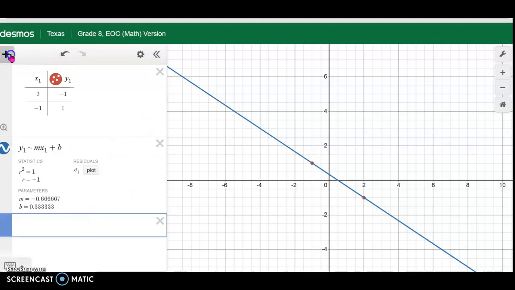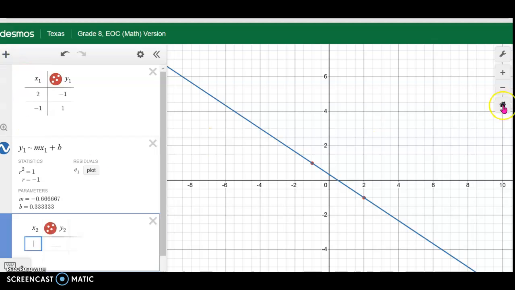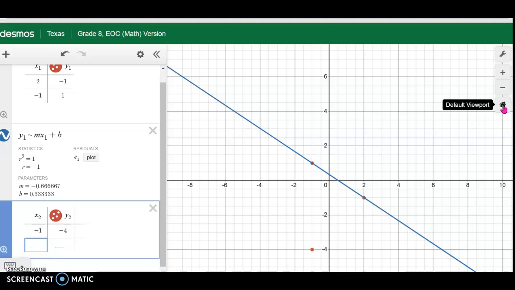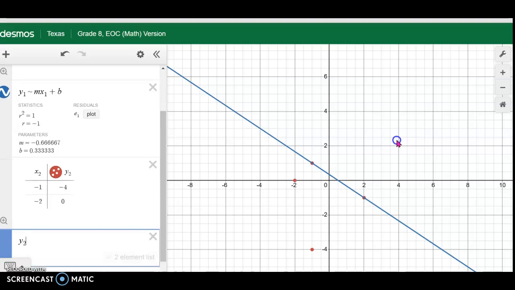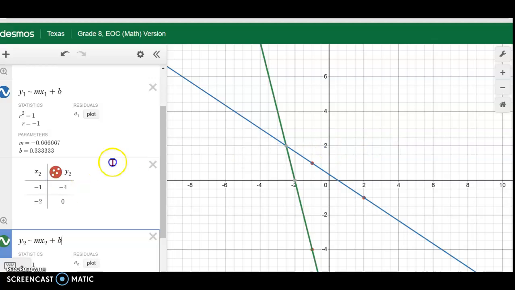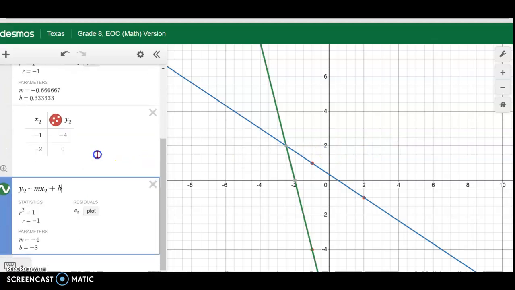So now I'm going to type in a second table, the table of the red line. -1, -4 was one of the points, and -2, 0 was the other. And I'm going to type the equation for that one. Keep in mind that these are x2 and y2. So y2 tilde mx2 plus b. And now I can see the things I need to see.